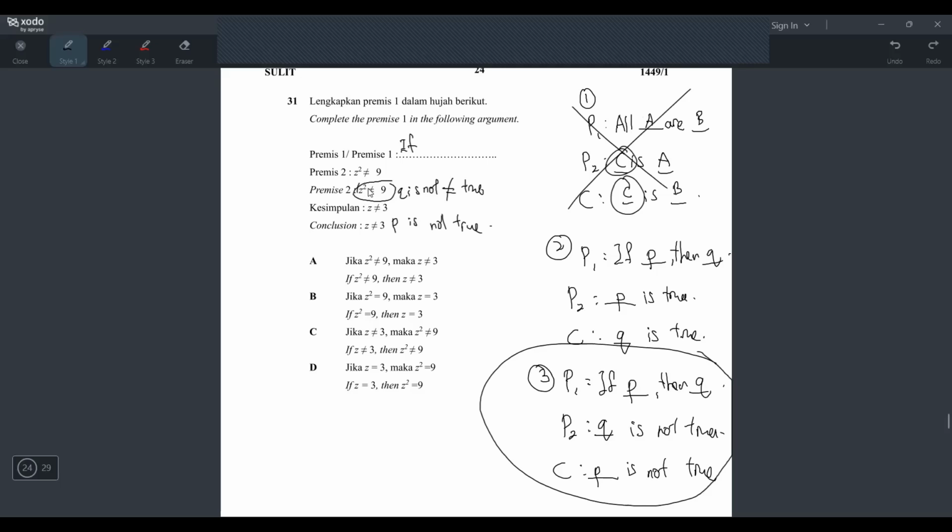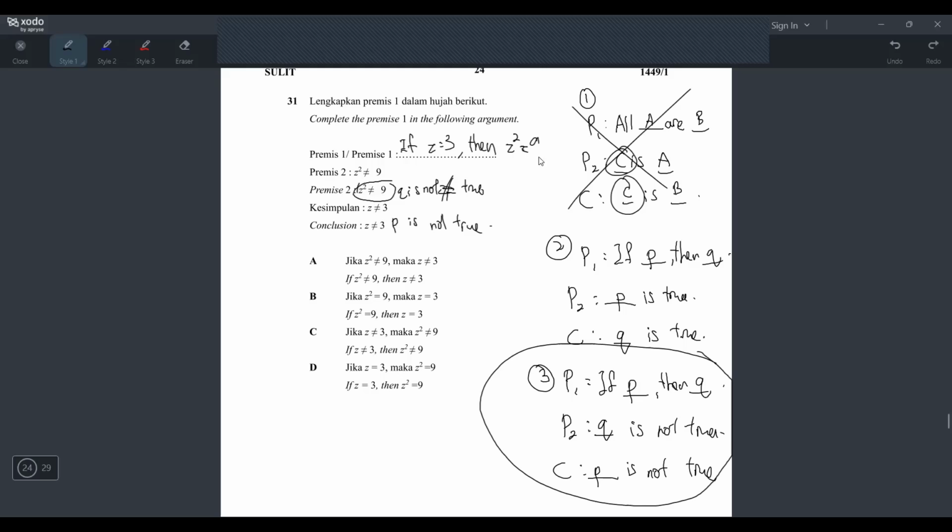But since I see the not equal symbol, then I know it's the third format. So what do I have to write here? If P then Q. So what is the P? Do I have to mention Z squared equals 9 first, or Z equals 3 first? I have to mention Z equals 3 first, because this one is P. Can you see? This one is P. So that's why you have to memorize the format. If Z equals 3, then only I will mention Z squared equals 9.